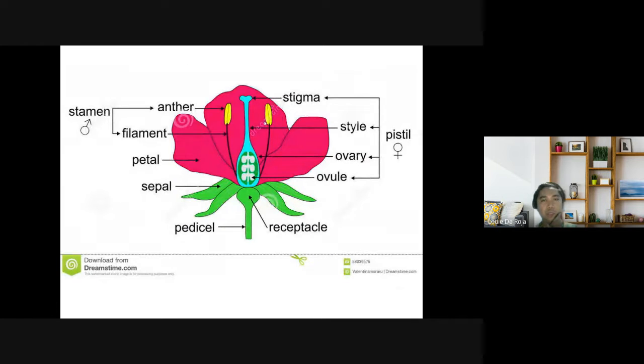Okay, ito po yung stigma. May sticky substance po siya. Now, once na dumikit po yung pollen grain, titikit siya and yung pollen grain na may nagko-contain ng sperm, papasok po siya, magta-travel po siya papuntang style, papasok dito sa ovary at mag-unite yung sperm and ovule or yung egg cell at magkakaroon ng fertilization.